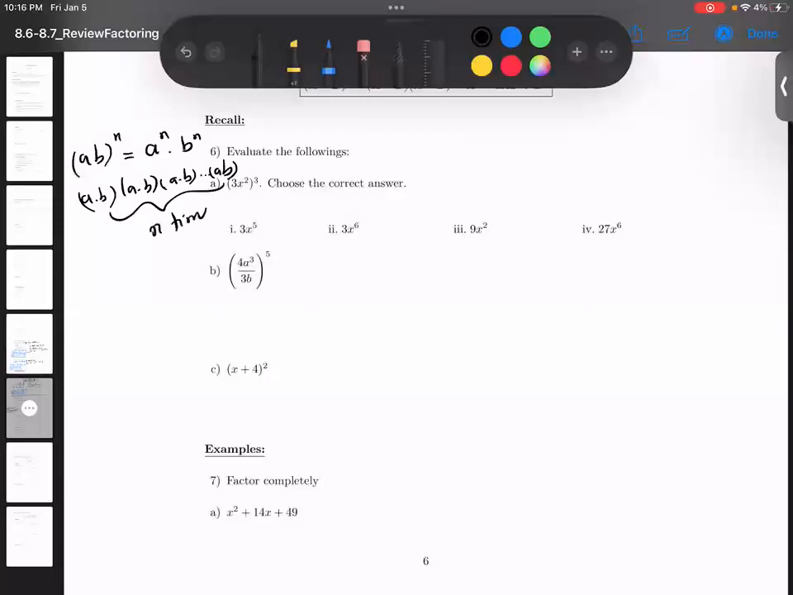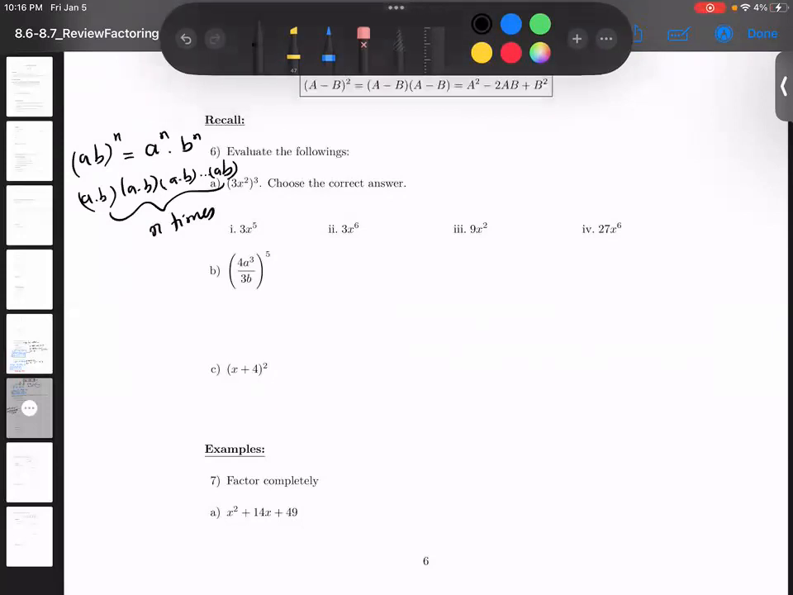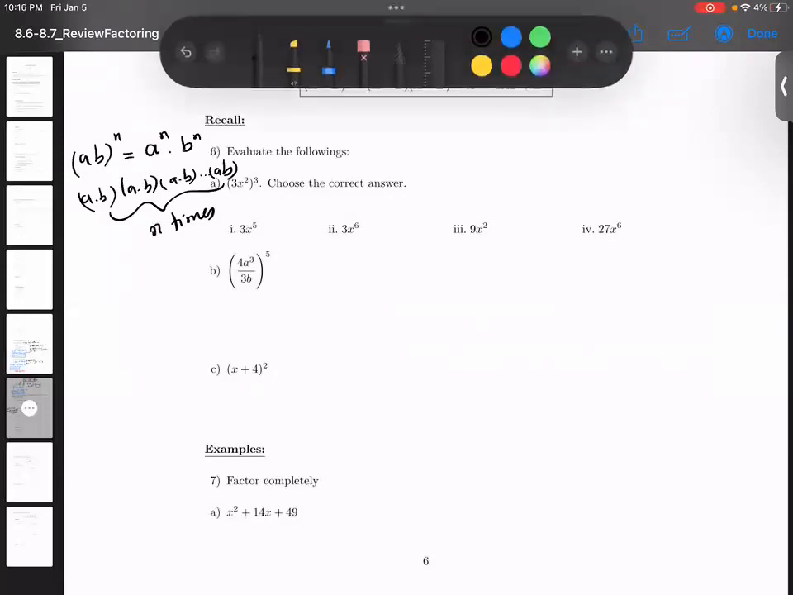N times, right? It's like x squared, you do x times x, so 2 times. X cubed, x times x times x. X to the 4, x times x times x times x, 4 times, right? But you don't want to do that. You want to use a shortcut. You want to use this rule right here.